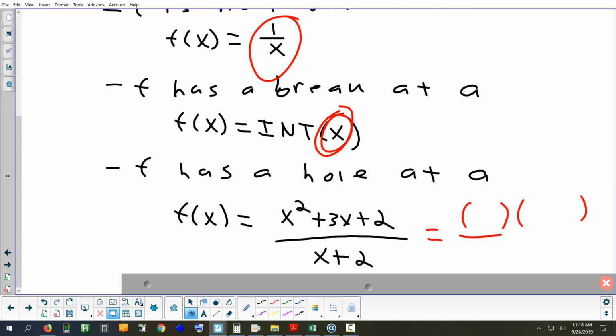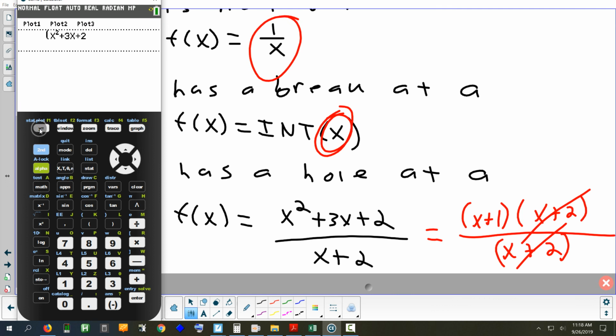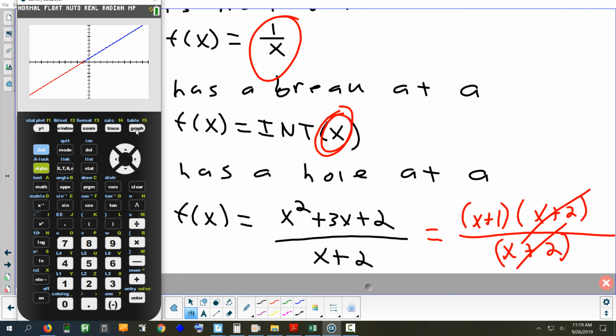Factor the top. How does x squared plus 3x plus 2 factor? X plus 1, yep. X plus 2. That's the problem. You have x plus 2 as a common factor in the top and the bottom. So what really you're graphing, or what it looks like you're graphing, is this. Y equals x plus 1. It looks like that's exactly what you're graphing. And it basically is, except at the number -2.